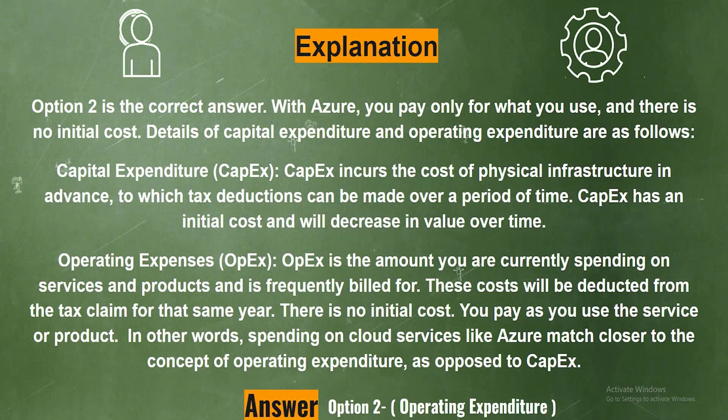Operating expenses. Operating expenses is the amount you are currently spending on services and products and is frequently billed for. These costs will be deducted from the tax claim for that same year. There is no initial cost. You pay as you use a service or product. In other words, spending on cloud services like Azure matches closer to the concept of operating expenditure as opposed to CapEx.